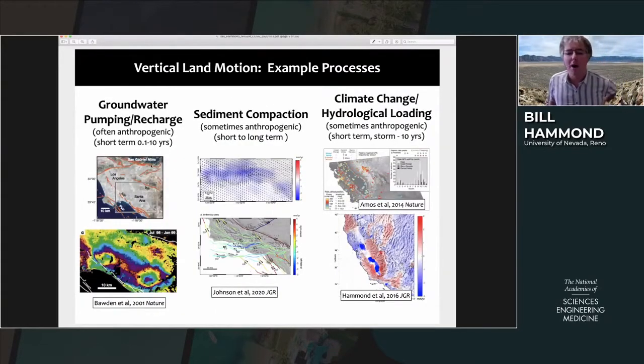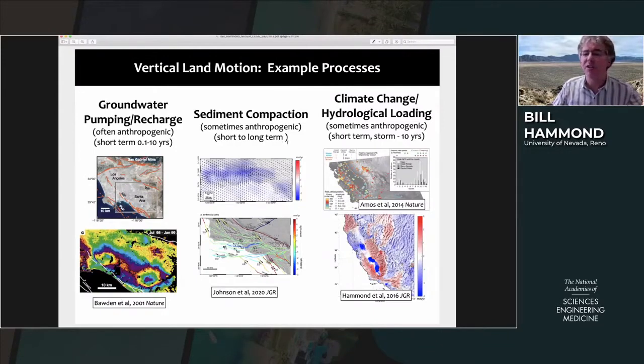Other things that are potentially more time variable include the effect of aquifers and groundwater basins, how water content in the Earth can affect the surface motion. This is very accessible with GPS and InSAR. I think Manu is going to talk more about this after me. These can happen on very short time scales. They can be seasonal to decadal, and they can often depend on what people are doing and how they're pumping water out of the ground.